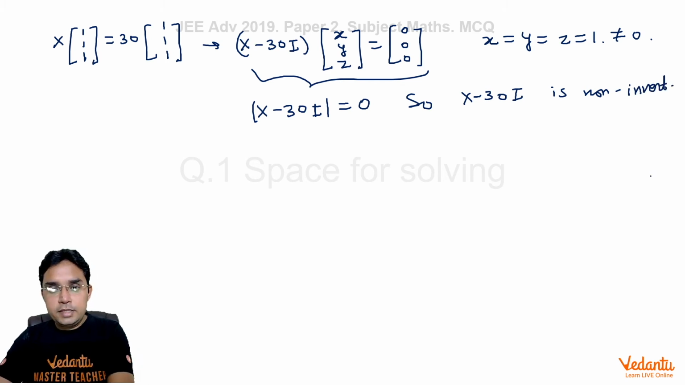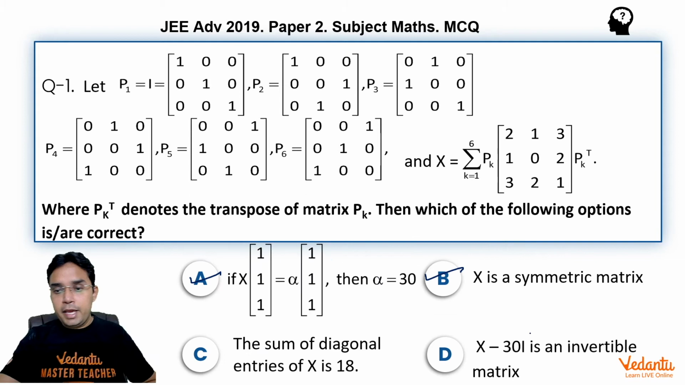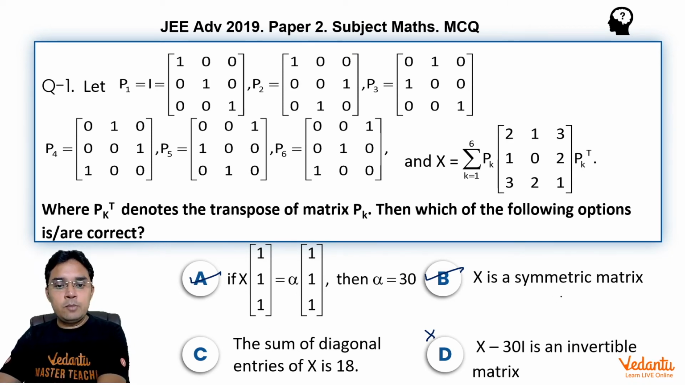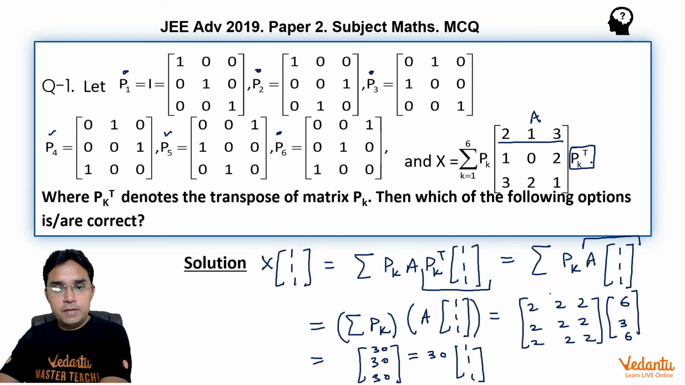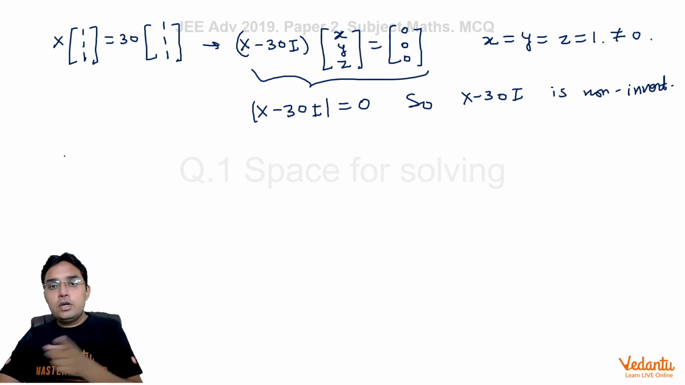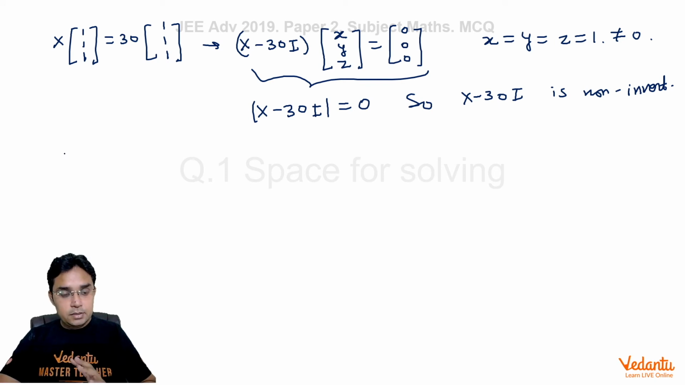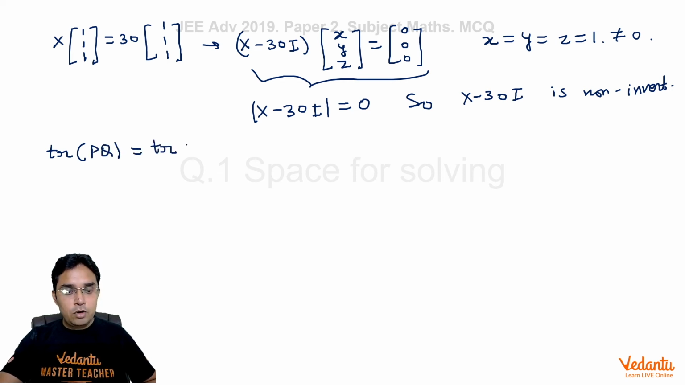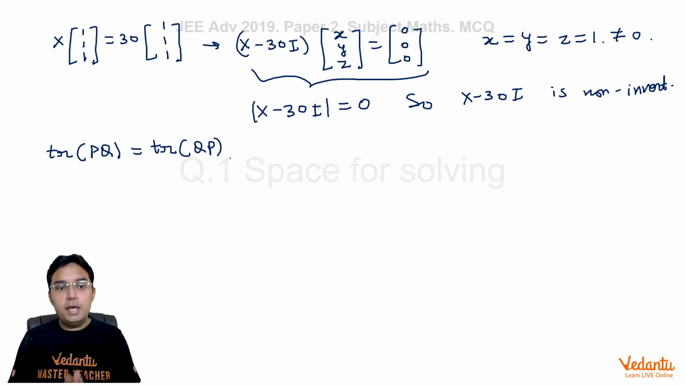In option D, they have given X minus 3I to be invertible. That means D is the wrong option. Now coming to option C, which asks whether the sum of diagonal entries of X is 18. We know the sum of diagonal elements of a square matrix is called the trace. There is one very important property of trace: trace of PQ is equal to trace of QP. Even if PQ is not equal to QP, their traces are still the same.